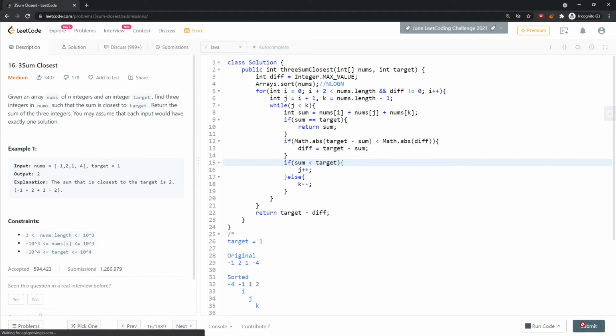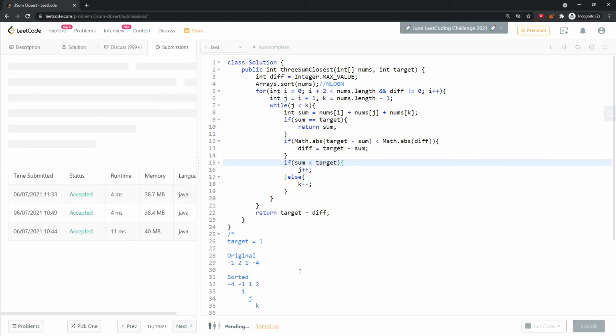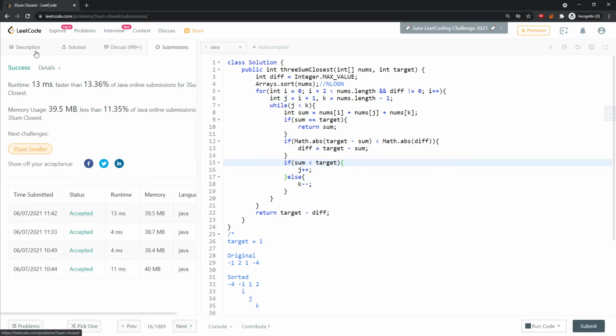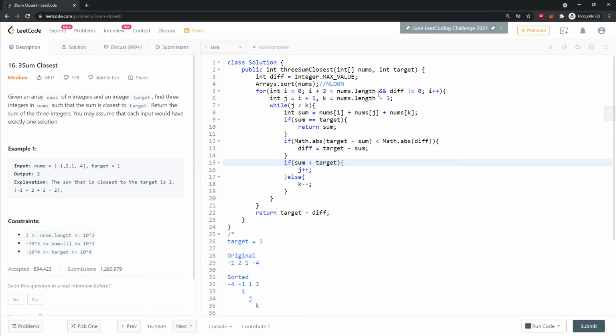Let's just run the code. Okay, it definitely passes. So that would be a solution. For time, the sorting is n log n. The for loop is O of n, and the while loop is O of n as well.